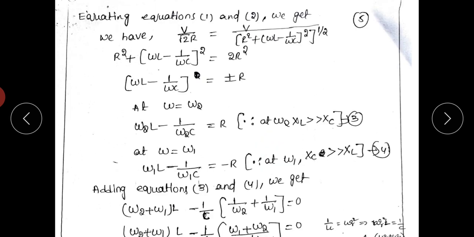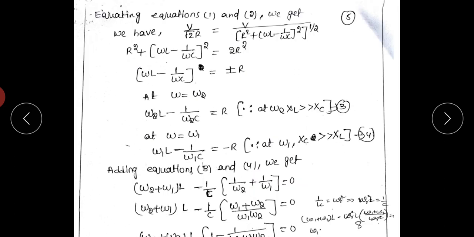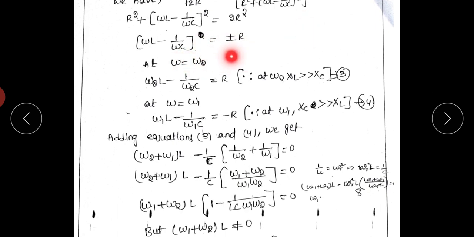Next, equating equation 1 and equation 2. So this is equation 1 and this is equation 2. At half power frequency the current equals V by root 2 times R. By equating equations 1 and 2, V by root 2 R equals V by [R squared plus (omega L minus 1 by omega C) squared] to the power 1 by 2. Here V cancels. By cross multiplication we get R squared plus (omega L minus 1 by omega C) squared equals 2R squared, or omega L minus 1 by omega C equals plus or minus R. At omega equals omega 2, which is the upper cutoff frequency.